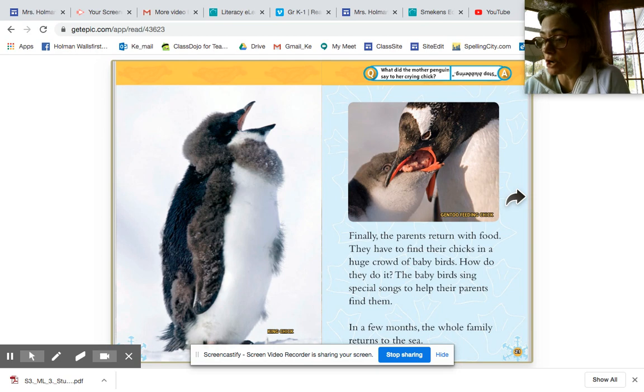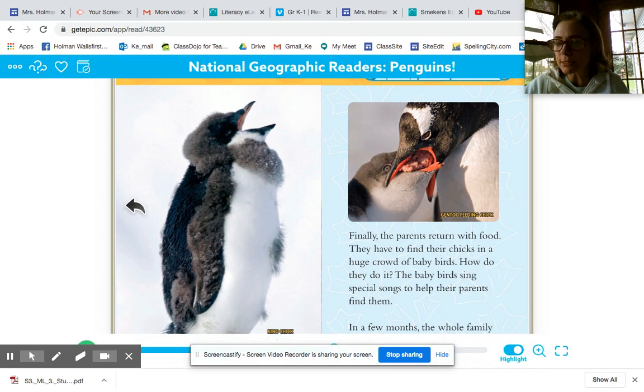Finally, the parents return with food. They have to find their chicks in a huge crowd of baby birds. How do they do it? The baby birds sing special songs to help their parents find them. In a few months, the whole family returns to the sea. So let's go back.